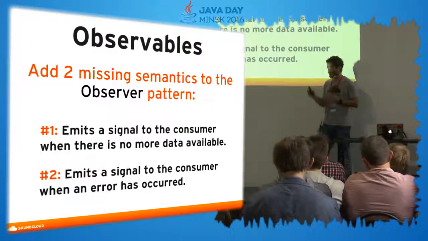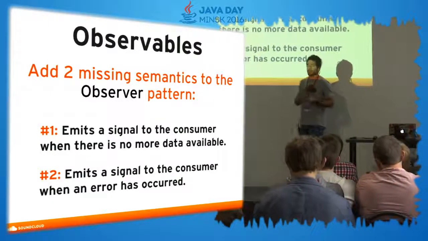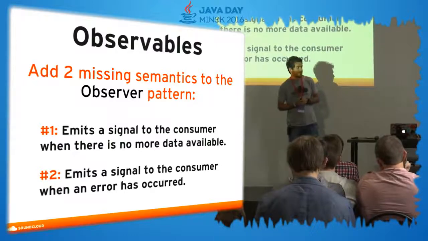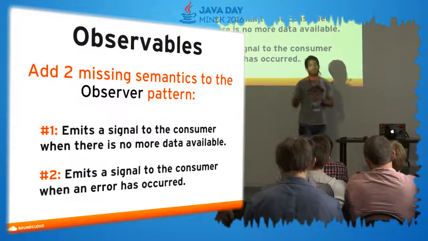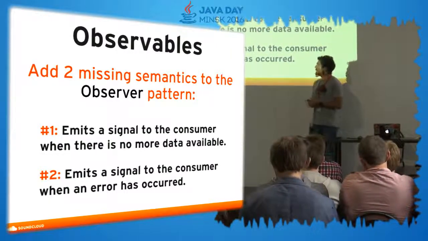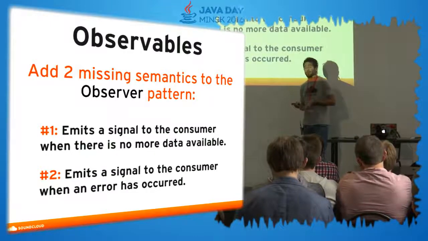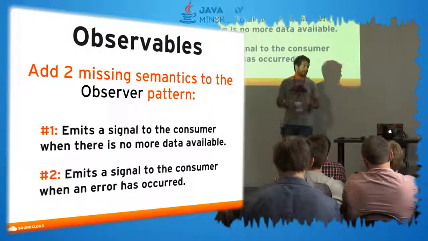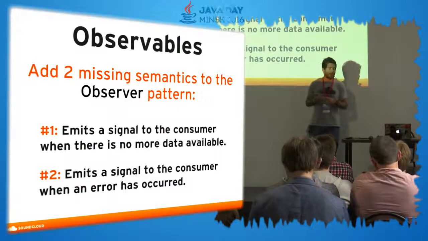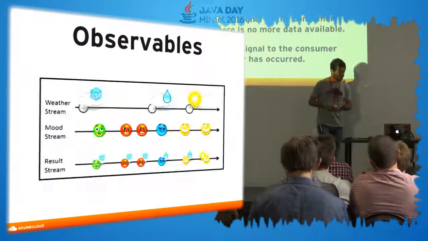The observable is an observer pattern which has two semantics to it. The first one, emit a signal when it's complete, and emit a signal if there was an error. So that's a cool thing about observables. We will see that in more detail in a quick sample.